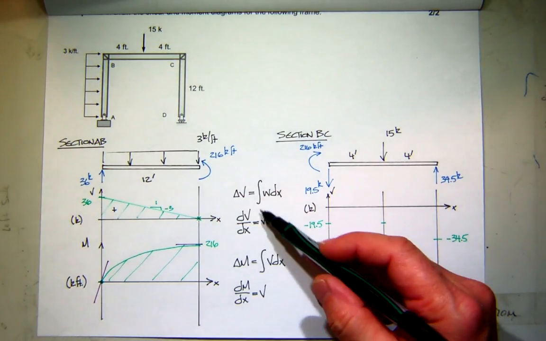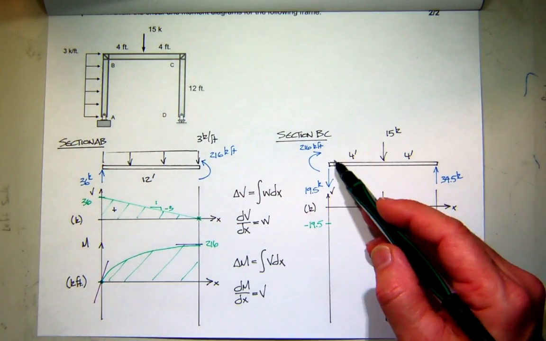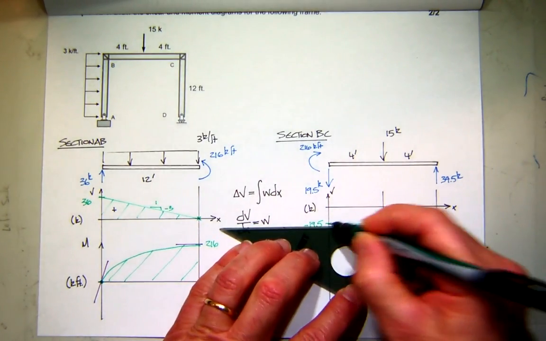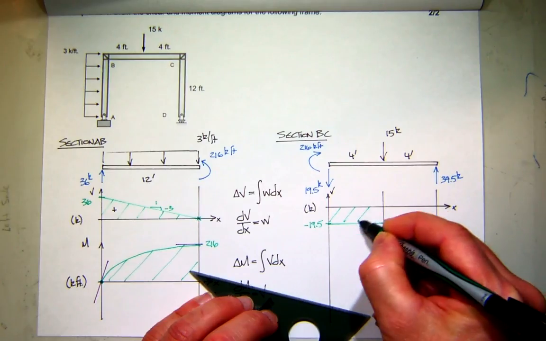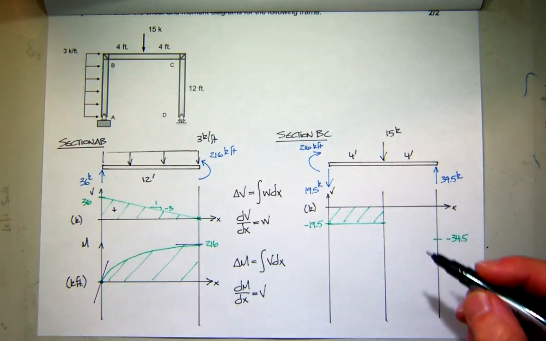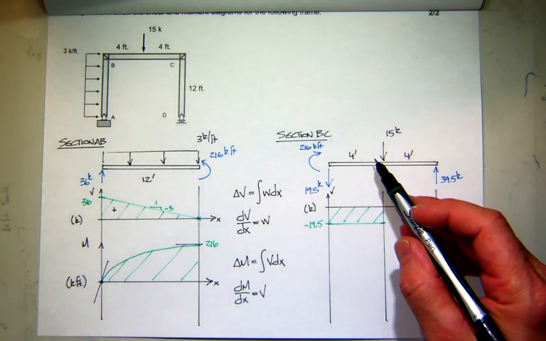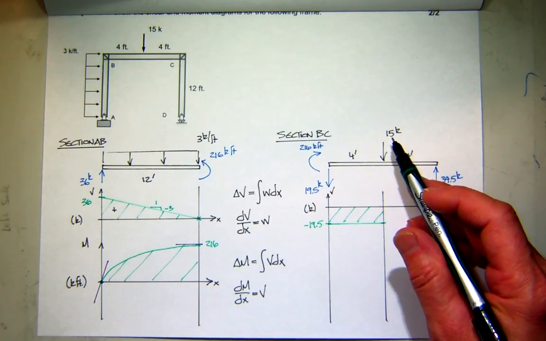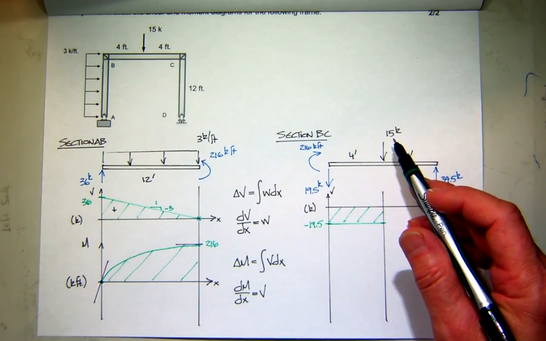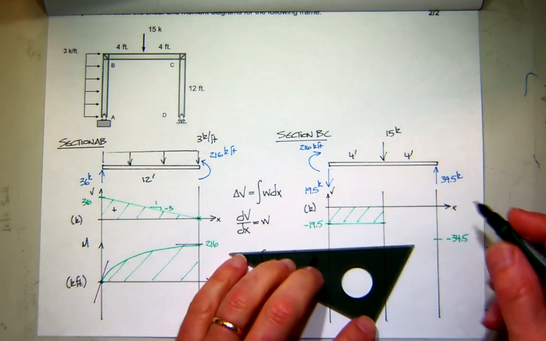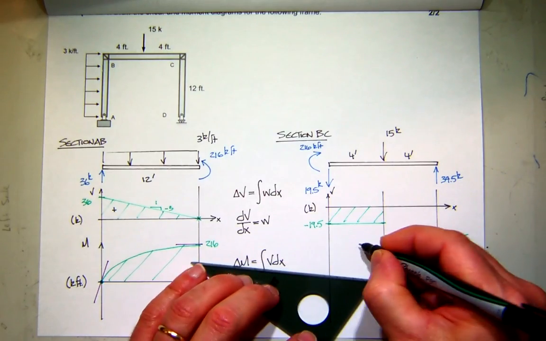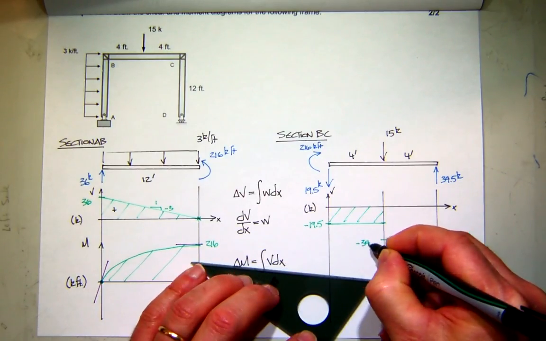And then of course the slope of the shear diagram is the load. Since the load is 0, the slope is 0. So there's my shear for the first 4 feet. You can see it's constant. Now as I go from the left side to the right side, passing through this 15 kip force, my shear changes that amount. Positive or negative? Negative. So 19.5 minus 15 is 34.5.